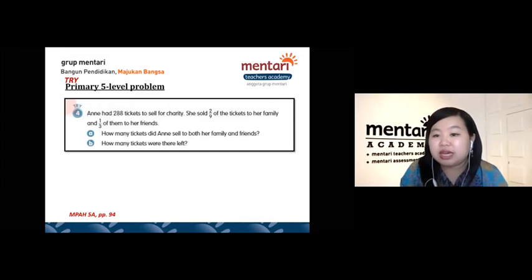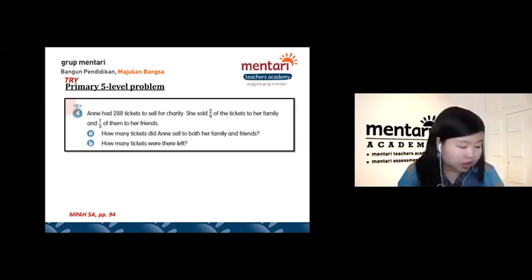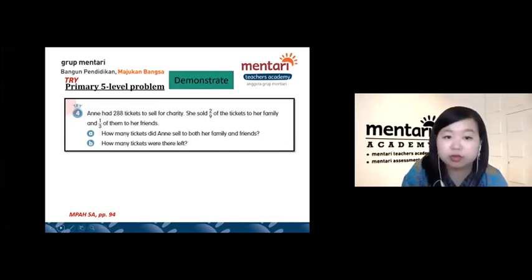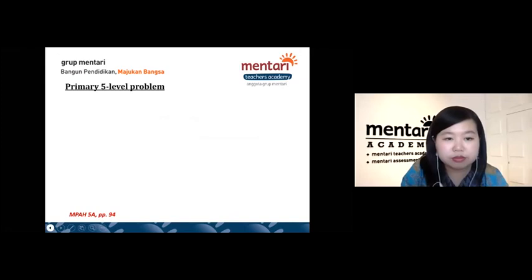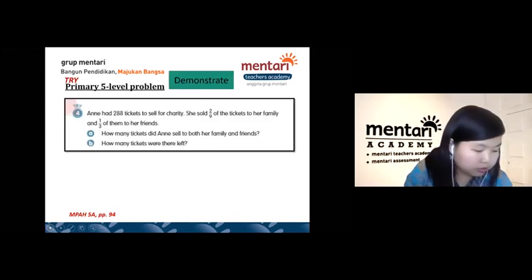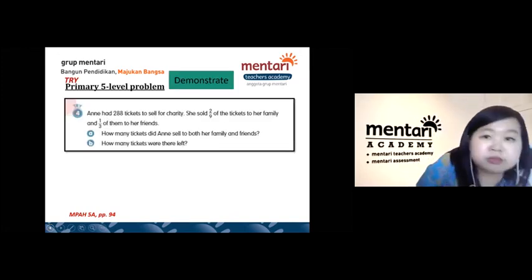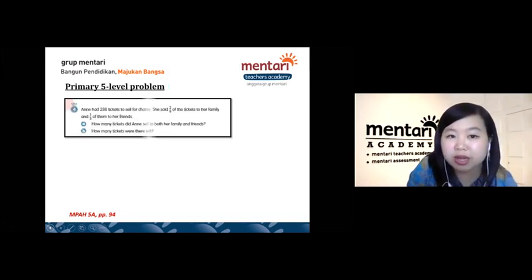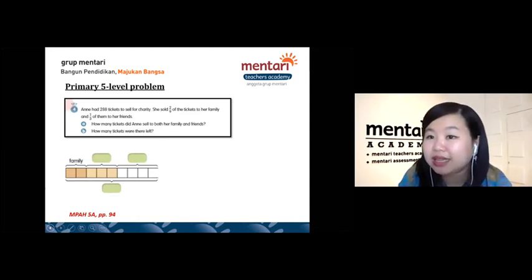So if you see, this is still very similar to the previous problem where you have the whole set, and then there are two parts here, 2/9 and 1/3. Okay, so you can either draw the model by hand, or show with the rectangular paper just like before. So here's the model. Oh, sorry, Miss Anita has a question.